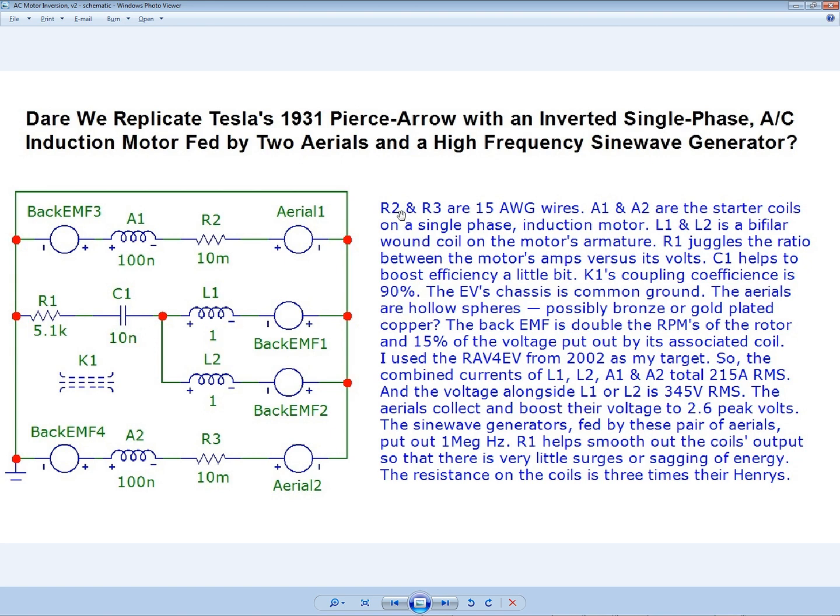Okay, continuing on. So R2 and R3, this here of 10 milliohms and this here of 10 milliohms, this is a very important part of this video. They represent a gauge of wire going from the sine wave generator to the starter coils, and that gauge number, that AWG number, is 15, because we want very little resistance.